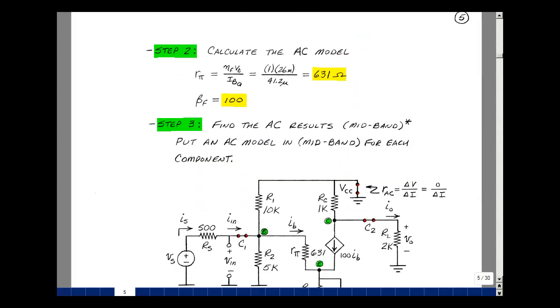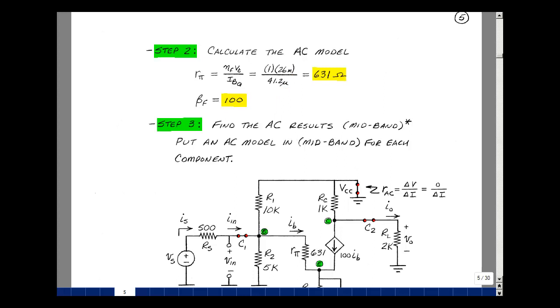Step 2 in our procedure we developed in Chapter 2 was to calculate the AC model given the DC operating point results. For our model, there are 2 things, R pi and beta F. Beta F for DC and AC will be about the same. In this case, it's 100. We'll take a look at a little different idea a little later in the course. R pi was n F V sub t over I sub B at the operating point. n F's around 1 for silicon. V sub t is around 26 millivolts at room temperature, and the value of I sub B on the previous page was 41.2 microamps. It gives me 631 ohms.